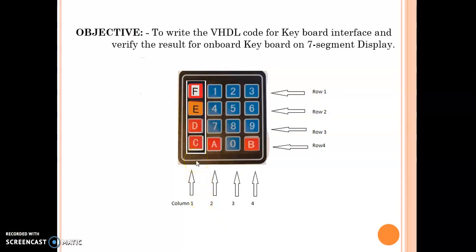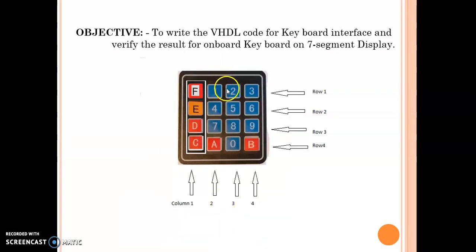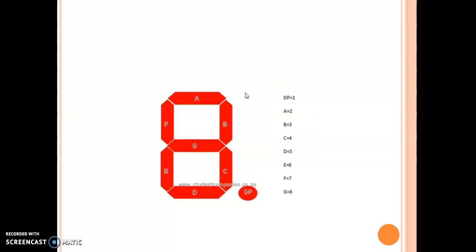Suppose the key press is 0, meaning from row 4 column 3. In this case we will send the signal so that it turns on LEDs A, B, C, D, E and F. Suppose the user has pressed key 2, meaning from row 1 column 3. In this case we will turn on LEDs A, B, G, E and D, and so on.